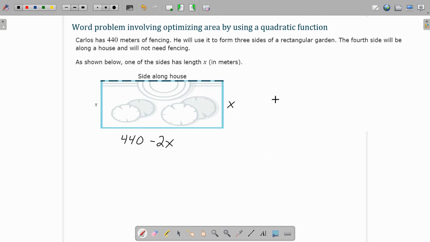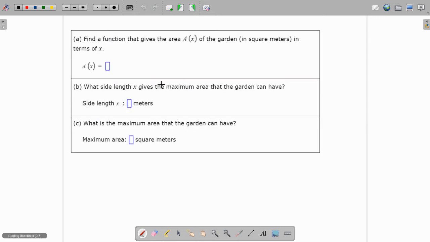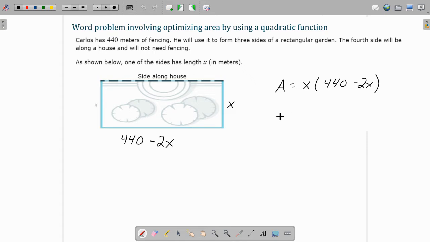Okay, so on the next page, they want the area formula. Well, area is either base times height or length times width. So we're going to go x times 440 minus 2x. I would imagine that would be fine in ALEKS as the answer. I'm going to simplify it, so it should take either. But if you write it like that, it should be fine. So I'm going to distribute the x. And I like putting the negative 2x squared first. So I get negative 2x squared plus 440x.